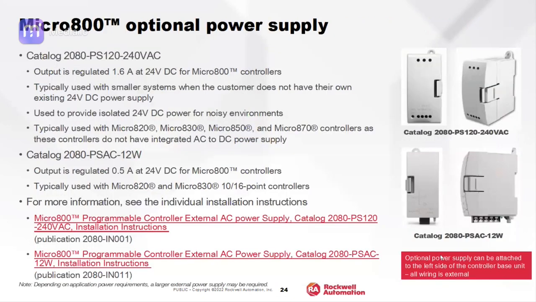So this is the optional power supply. If the system doesn't have any 24-volt DC, you can easily adapt this power supply onto the left side of the controller. You can convert 120 volt to 24 volt easily. The output will be a maximum of 1.6 ampere at 24 volt on the output side. You can give either 120 volt input or 230 volt input. So 120 volt you can use, and 230 volt also you can use.